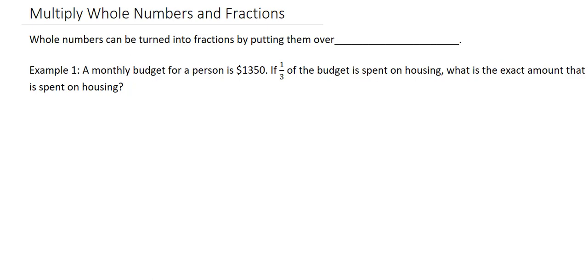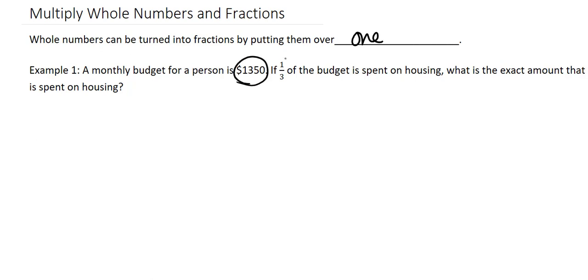Multiply whole numbers and fractions. Whole numbers can be turned into fractions by putting them over 1. So let's go ahead and look at the first example. A monthly budget for a person is $1,350. If 1/3 of the budget is spent on housing, what is the exact amount that is spent on housing?